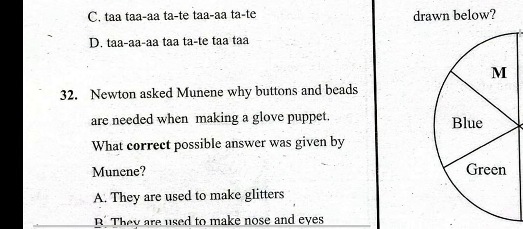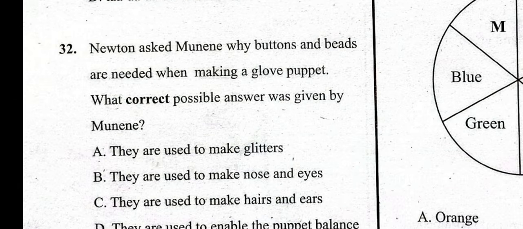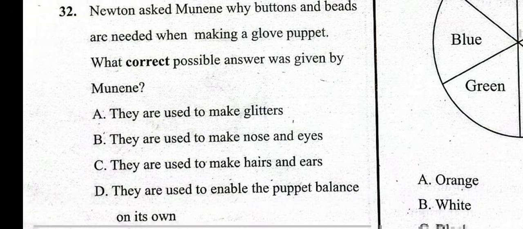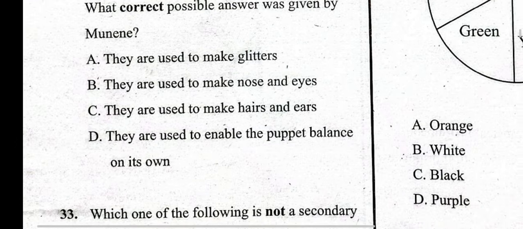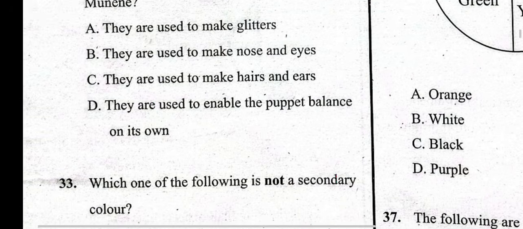Number 32. Newton asked Munene why buttons and beads are needed when making a glove puppet. What correct possible answer was given to Munene? They are used to make the nose and eyes, especially the buttons make the eyes. Then the beads can be used to make the nose.